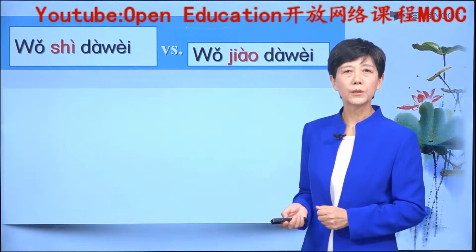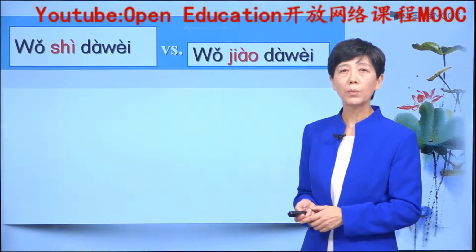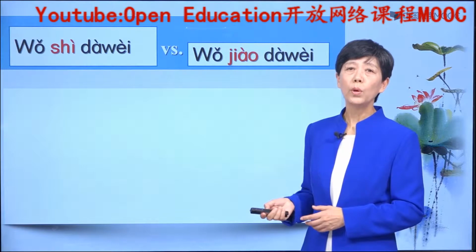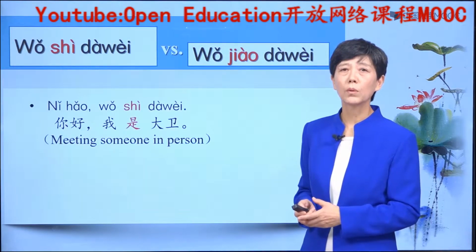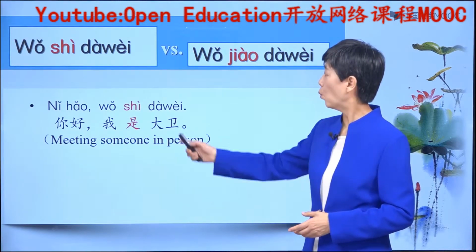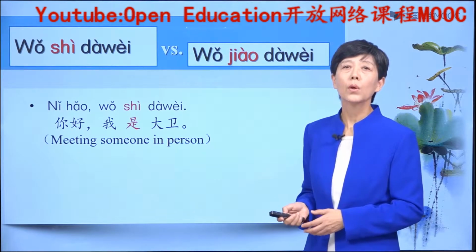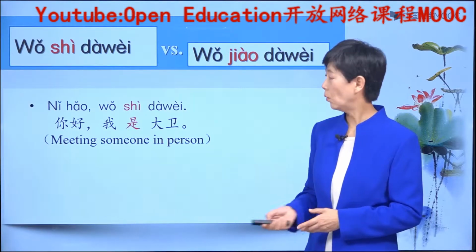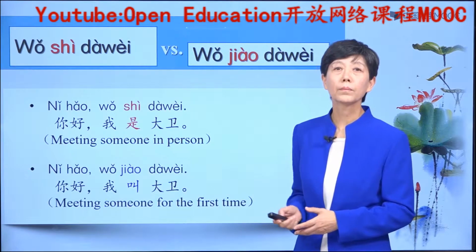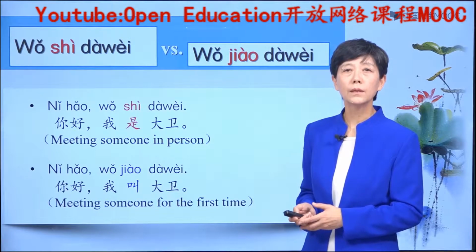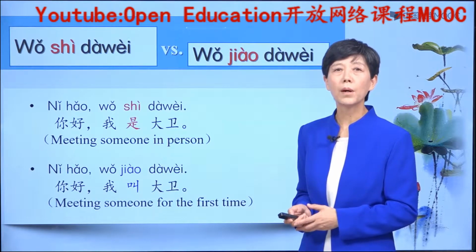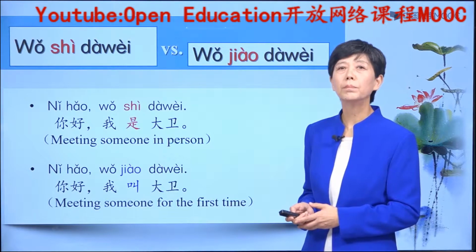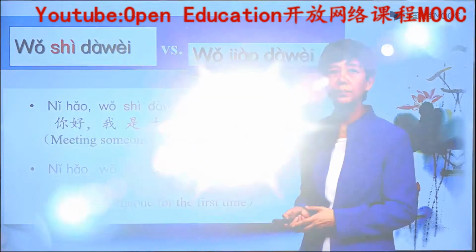What is the difference between 我是大卫 and 我叫大卫? When we meet someone in person, we will say 你好, 我是大卫. When we meet someone for the first time, we will say 你好, 我叫大卫. The order of the sentence is the same in both expressions. You can simply switch the verb based on the scenario.